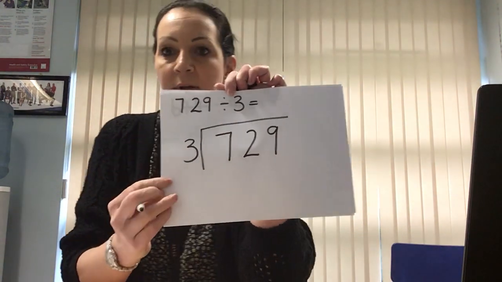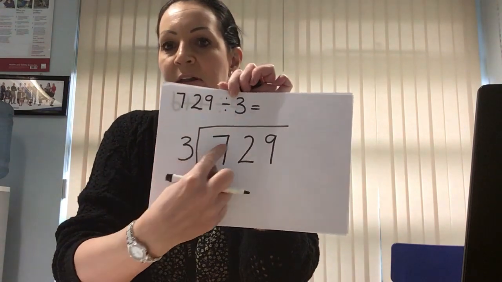Okay, are we following it? Should we try one more? Ooh, we've got 3s or 4s. Oh, shall we do both quickly? Okay. 729 divided by 3. That's what that would look like.